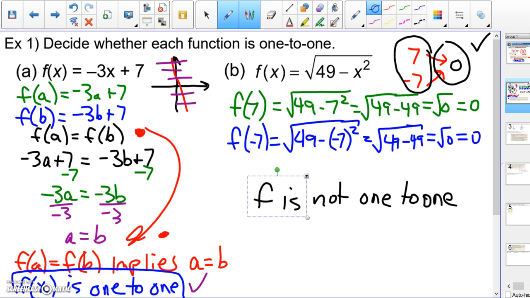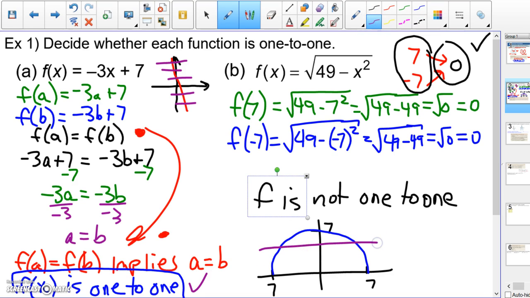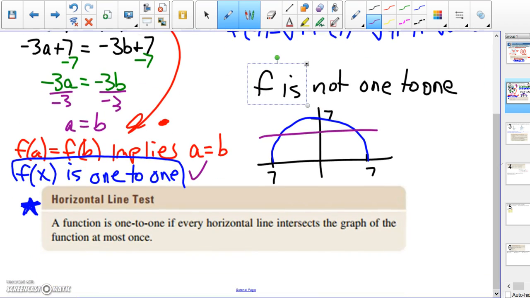Okay? Now, you probably don't know what the other graph looks like. Not quite a parabola. It's the top half of a circle of radius 7. Okay? That's what it is. It's the top half of a circle of radius 7. So you should be able to see a horizontal line test is going to hit in more than one spot. Think about what the vertical line test told us a year or so ago. Okay? When it hits more than once, it's not 1 to 1. Okay? So I like the horizontal line test much, much better than the other test.